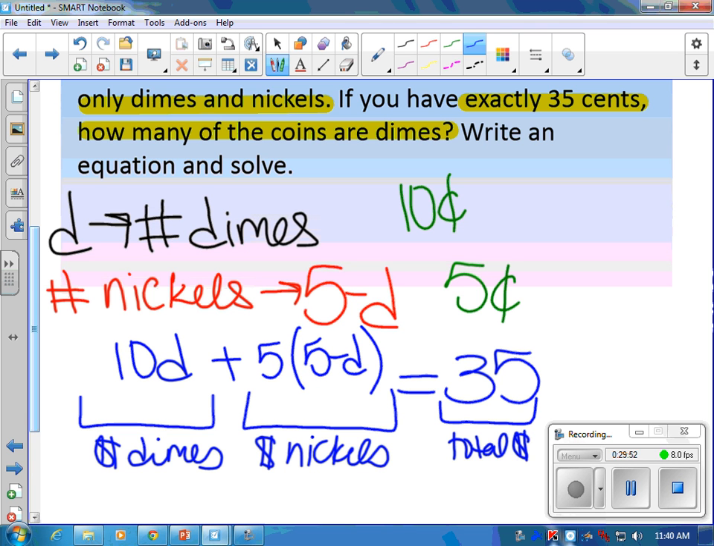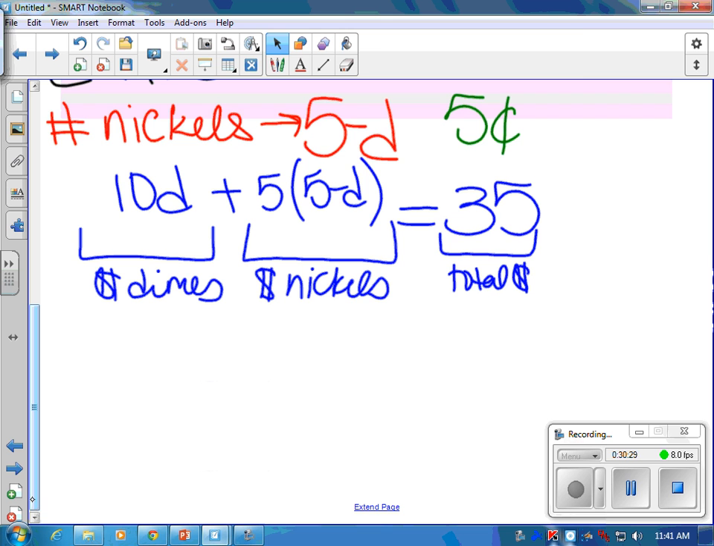So remember, we use parentheses to show multiplication. I know that the number of nickels is represented by 5 minus D. So if I take 5, which is the value of 1 nickel, times the number of nickels that I have, now that will tell me the total money that I have in nickels. So I've now done the hard part and I've written my equation. This, in my opinion, is the harder part. We figured out what our variable stood for. We wrote our equation. Now we just have to solve it to see how many dimes I have.